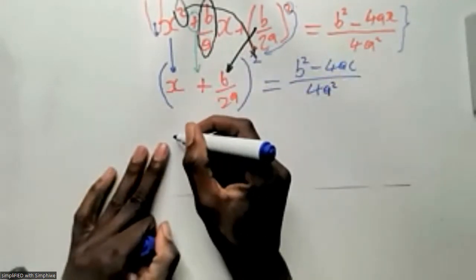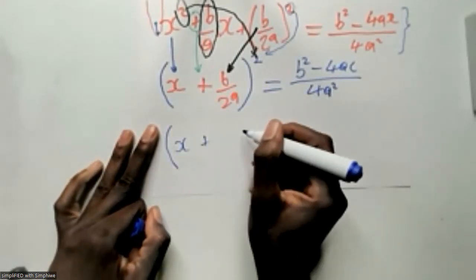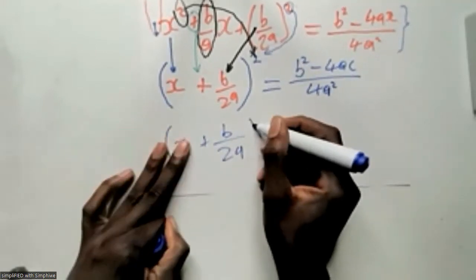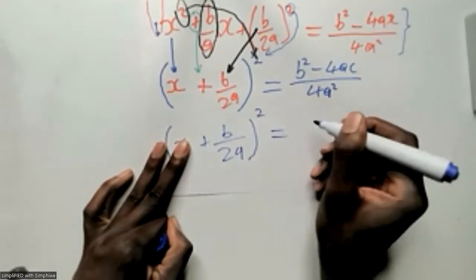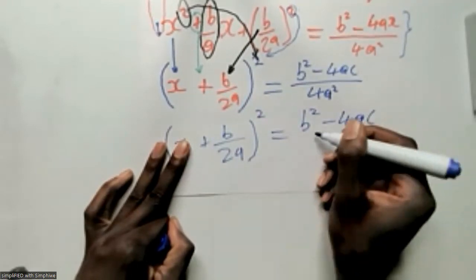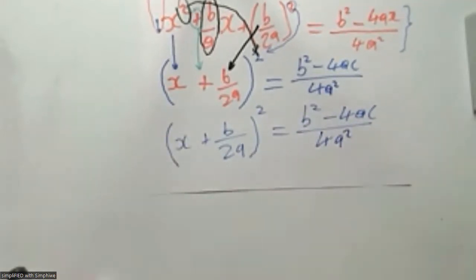Let me rewrite this one properly without the complication. So now we have completed our square. x plus b over 2a, squared, is equal to b squared minus 4ac over 4a squared.